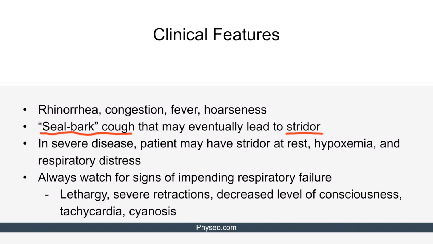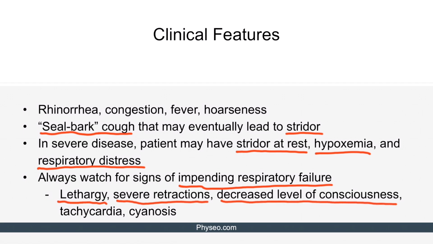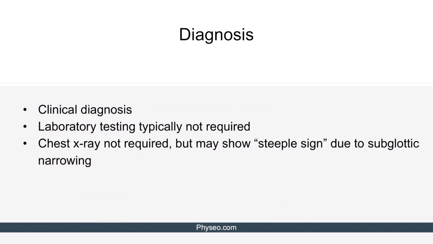With severe disease, patients may experience stridor arrest, hypoxemia, and respiratory distress. It's also important to monitor closely for signs of impending respiratory failure. These include lethargy, severe retractions, a decreased level of consciousness, tachycardia, and cyanosis. Croup, like epiglottitis, is a clinical diagnosis. Laboratory testing and imaging are not typically required.